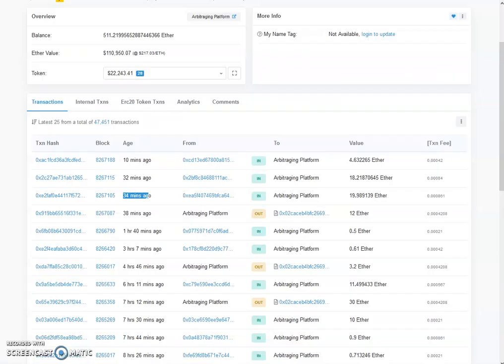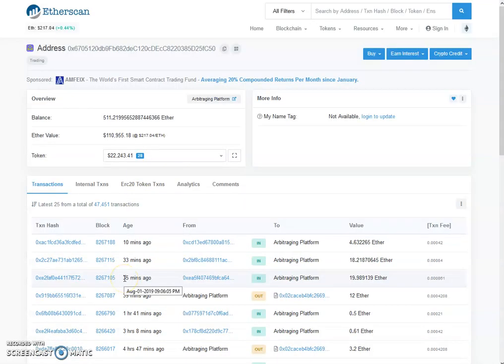452. As you can see, the number one deposit, which came 34 minutes ago, was for 19.98 Ethereum, which means almost 20 Ethereums. The second deposit which came in is 18.21 Ethereum, which came 2 minutes after the first deposit, and then after 10 minutes ago, one more deposit came in, which is 4.63 Ethereum. So the total deposit which came in the last half an hour is 20, 30, 38, 42, and 43 Ethereum.